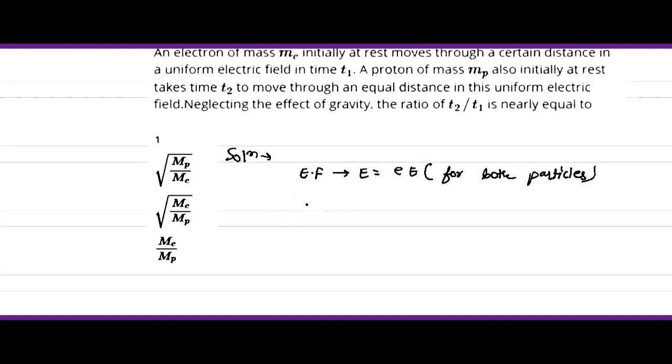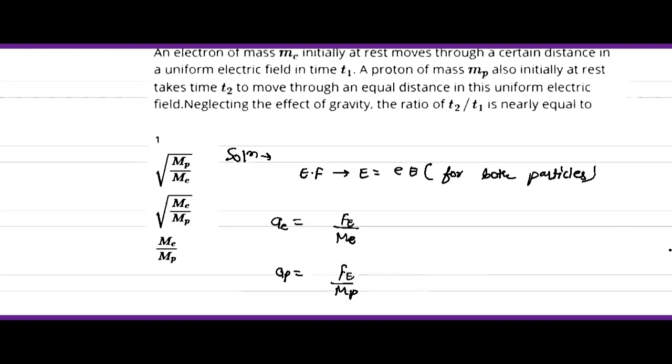Okay, the force will be E into E for both particles, but the acceleration of the electron and the acceleration of the proton will be different from each other. So the acceleration of the electron, AE, will be equal to FE upon ME, and the acceleration of the proton will be equal to FE upon MP.